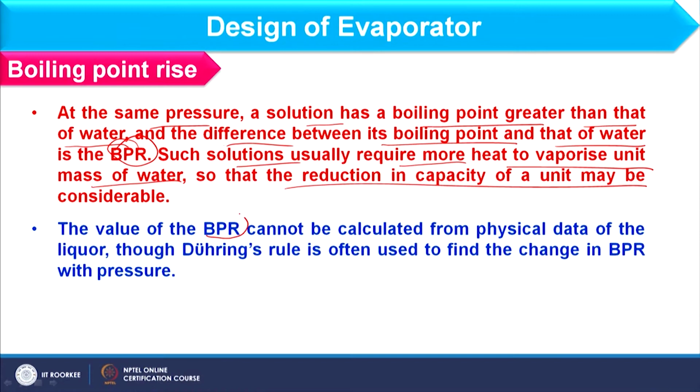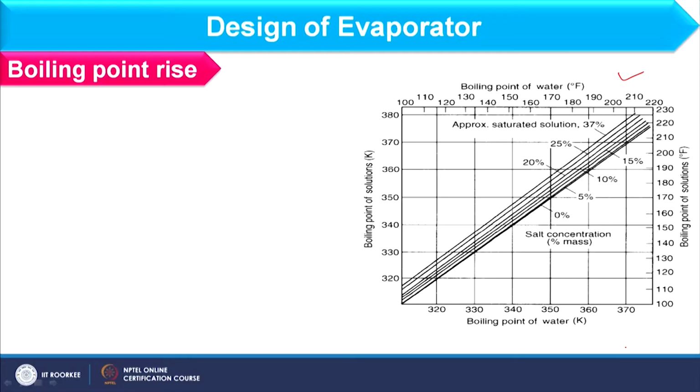The value of boiling point rise cannot be calculated from physical data of the liquor. Though Duhring's rule is often used to find out the change in BPR with pressure. So, you can use Duhring's rule to find out the boiling point of the solution. This is the graph where the boiling point of the solution is shown in accordance with the boiling point of pure water. So, as per the salt concentration you can find out the boiling point of the solution.